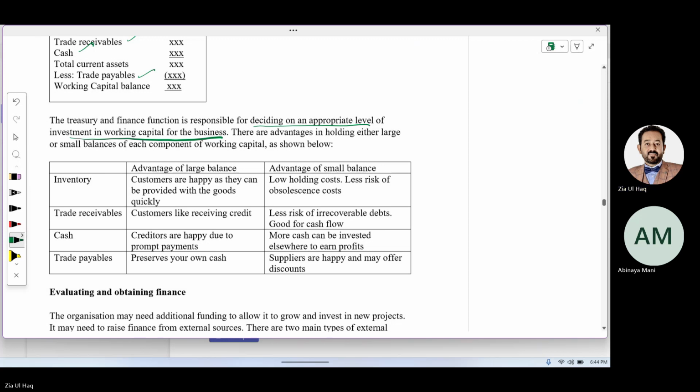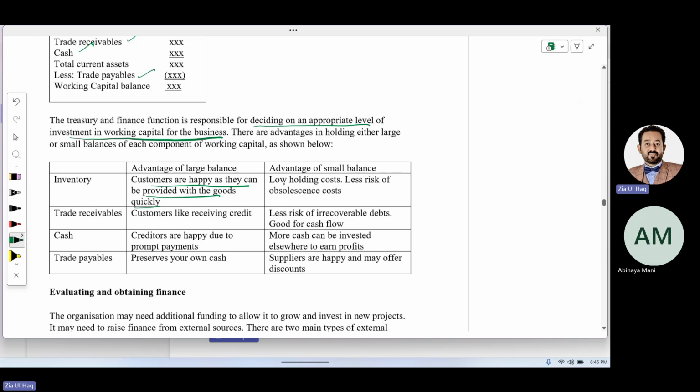For inventory, customers are happy as they can be provided with the goods quickly. If business have spent too much money in inventory, so through this business can make quick deliveries to the customer, because all the time you are having inventory available. If you have invested a lower amount in inventory, then in case customer have made a big order, but you are not having inventory, this means you need to arrange or produce. So through this, you cannot make quick delivery.